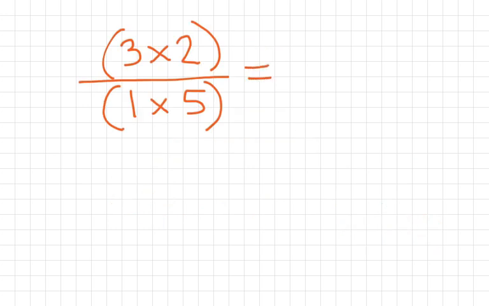3 times 2 is 6. 1 times 5 is 5. 6/5 is called, that's right, an improper fraction. Let's write this answer as a mixed number in simplest form.